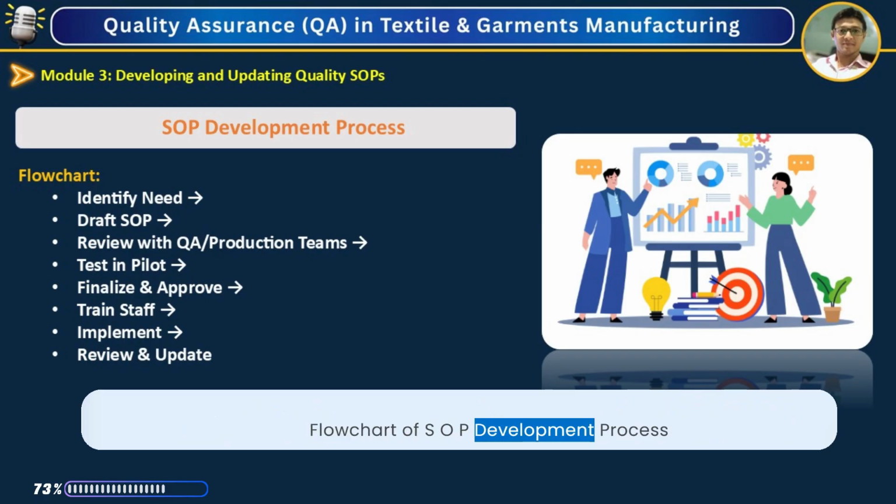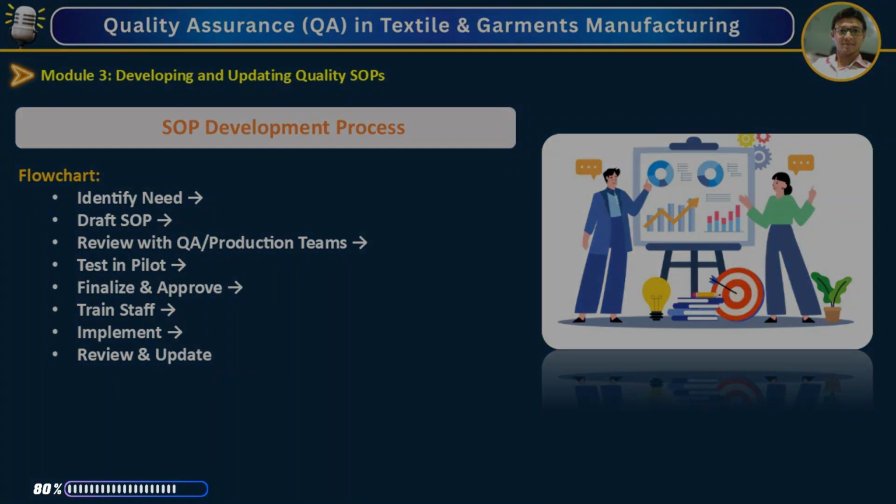Flowchart of SOP development process. 1. Identify need. 2. Draft SOP. 3. Review with QA or production teams. 4. Test in pilot. 5. Finalize and approve. 6. Train staff. 7. Implement. 8. Review and update.